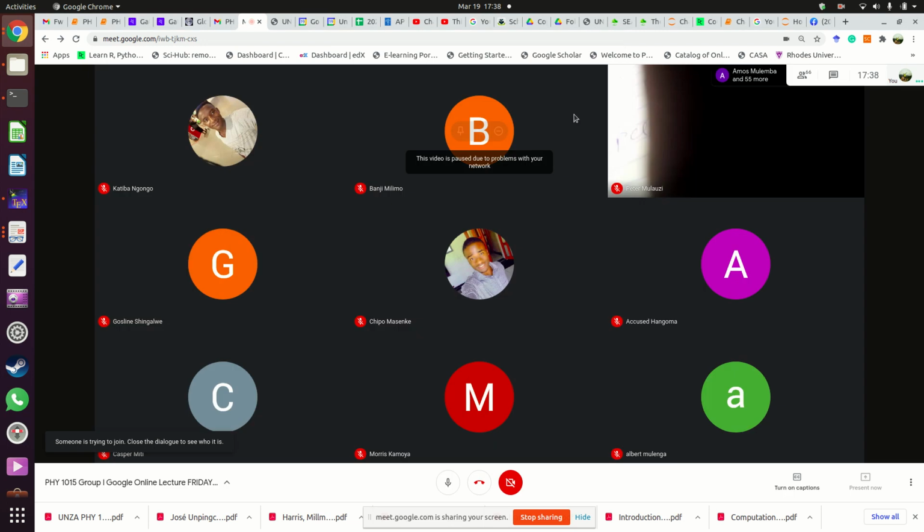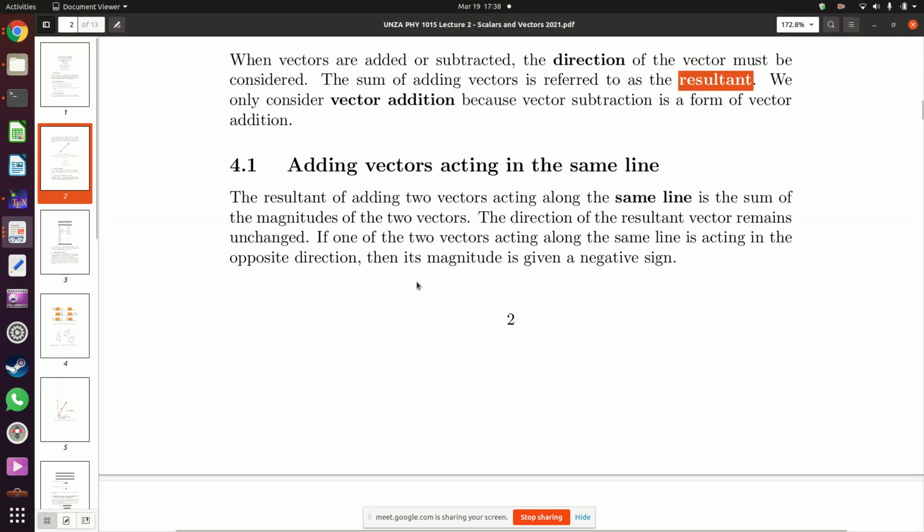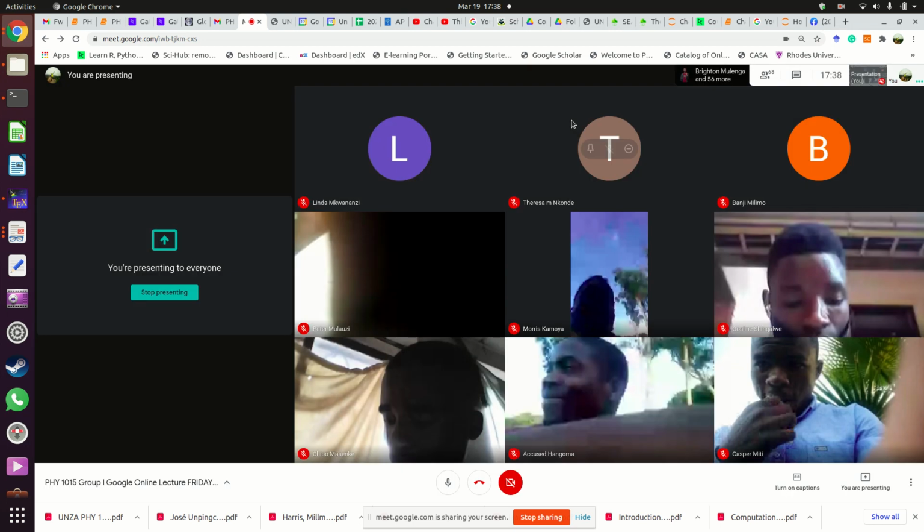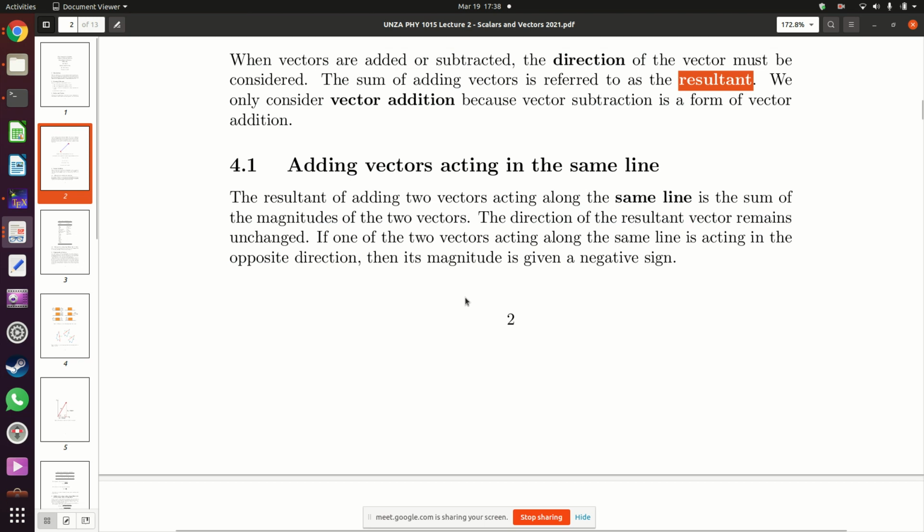The next thing we want to talk about is the direction. We want to focus a bit on the direction. When you're adding vectors, the vectors might point in the same direction, or they might be parallel to each other, or they might be pointing in opposite directions. One vector is pointing this way, the other vector is pointing in the opposite direction.